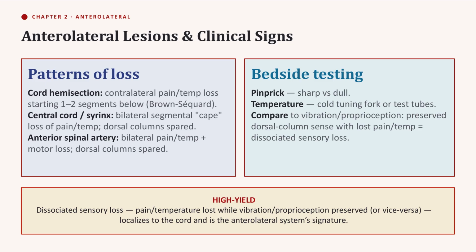That's the high yield point, so let me state it plainly. Dissociated loss, pain and temperature gone while vibration and proprioception are preserved, is the anterolateral system's fingerprint, and it localizes the problem to the cord. When you see it, you're reading spinothalamic anatomy directly off the patient.